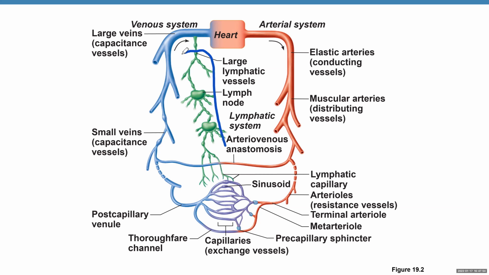What you can also see here are lymphatic blood vessels. It's another circulatory system of your body. What lymphatic vessels do is pick up extra fluid that leaked out of capillaries and return this fluid back to the heart.